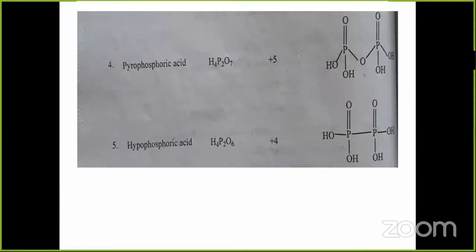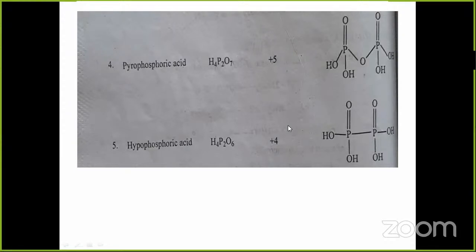And pyrophosphoric acid, it has a bridge bond. One oxygen connects 2 phosphorus atoms, it is a bridge bond. H4P2O7, a tetrabasic acid. And the last one, hypophosphoric acid. It is also a tetrabasic acid, but the PP bond is present here, along with P double bond O and POH. In pyrophosphoric acid the POP bond, POH bond, and P double bond O bond are present, so 3 types of bond. Here also 3 types: the PO, the POH, and the PP bond. But the average oxidation state of phosphorus here is +4, here +5.